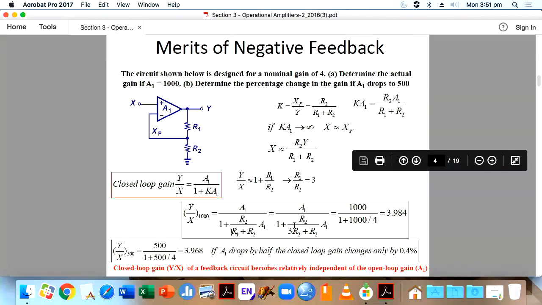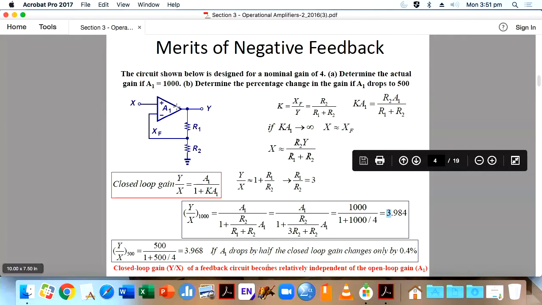Then you substitute here. Our assumption is R1 equals 3 times R2. Then you get gain 4. Like you can put 1K for R2, then R1 should be 3K. Then only you get a gain of 4. Then you are going to substitute R1 equal to 3 times R2 instead of R1. Then you get 3.984. So that is the gain when you have an open loop gain of 1000. You get 3.984.